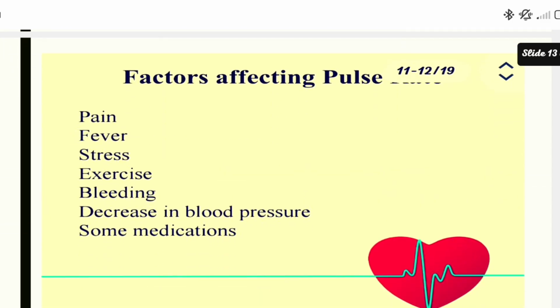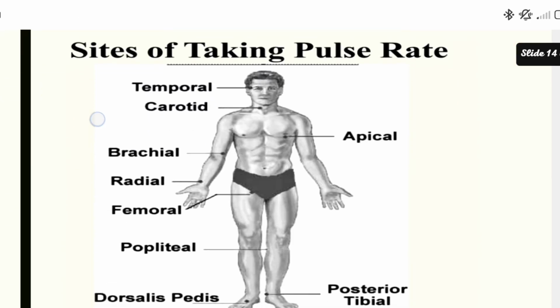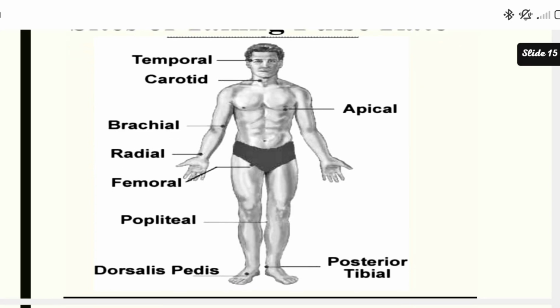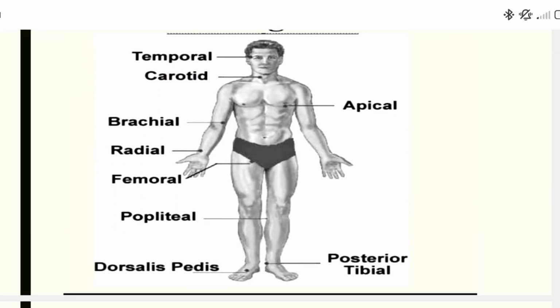So factors affecting pulse: pain, fever, stress, exercise, bleeding, decrease in blood pressure, and some medications. Okay. And then we discuss the sites for taking pulse rate: temporal, carotid, apical, brachial, radial, femoral, popliteal, posterior tibial, and dorsalis pedis. Among these, we just remember the most common measuring site for pulse rate, that is radial. Okay, radial is the most common measuring site for pulse rate.